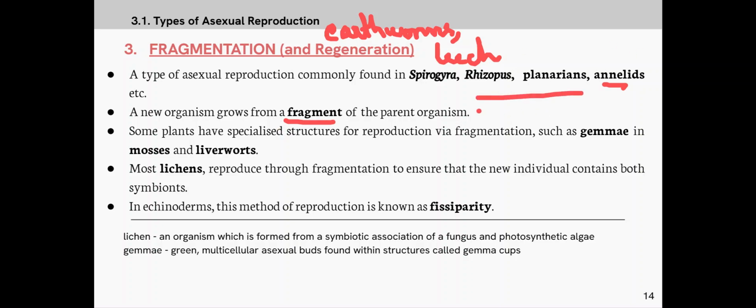The parent organism is cut into fragments. It is broken into fragments, and each of these fragments develops into a new organism. Some plants have specialized structures for reproduction via fragmentation, such as gemmae in mosses and liverworts. Examples are Riccia and Marchantia.